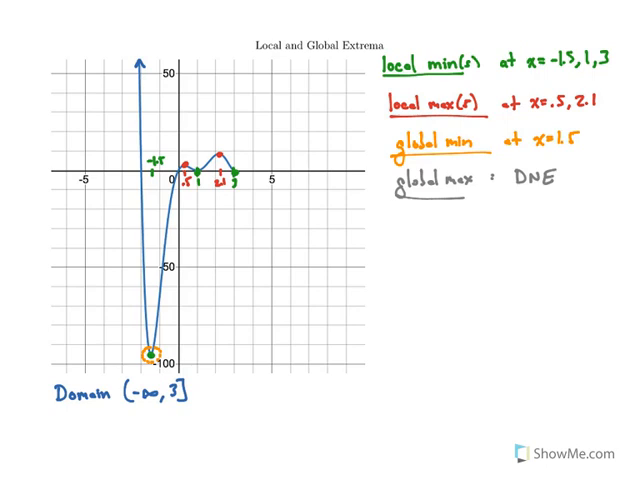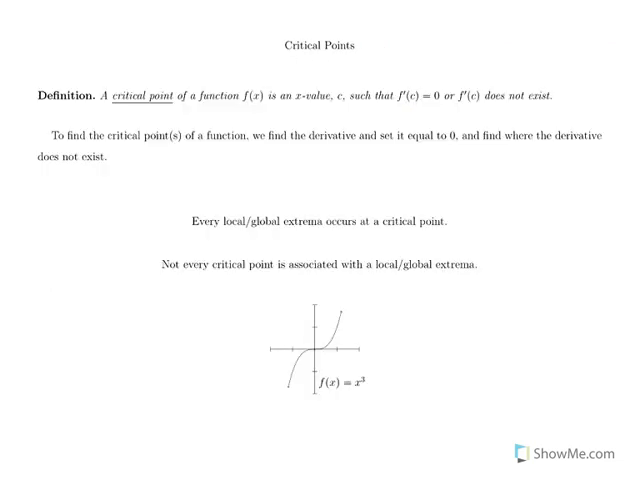All right, so now let's talk about how we can find these values algebraically. And that's going to lead us into critical points. A critical point of a function f of x is an x value c such that the derivative is 0 or the derivative does not exist. Said in other words, how do we find critical points? We find the derivative of the function, set it equal to 0, and find where the derivative does not exist. And those are going to be the critical points of the function.